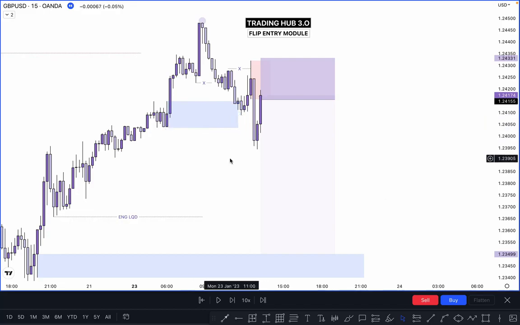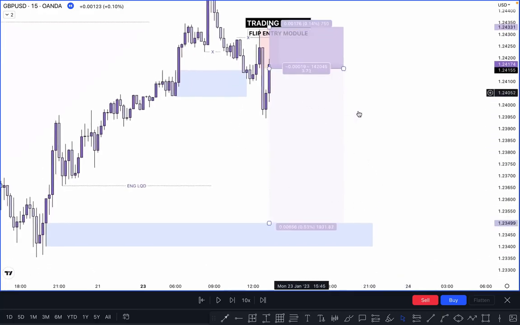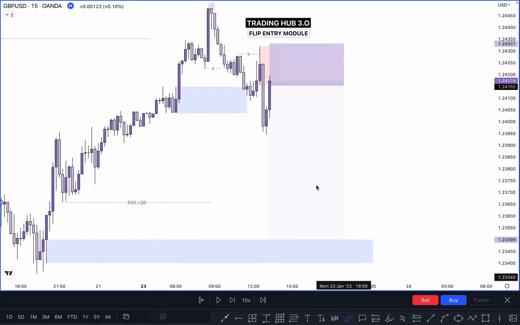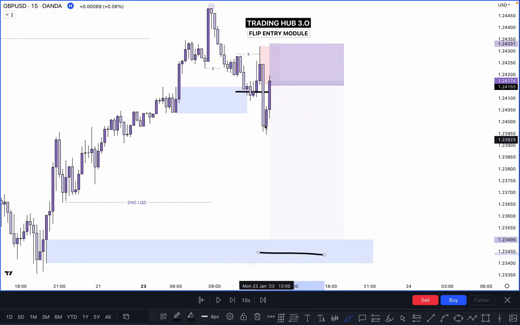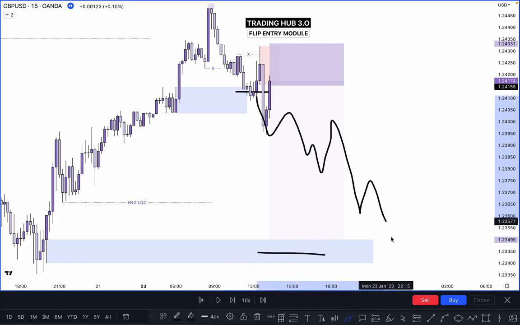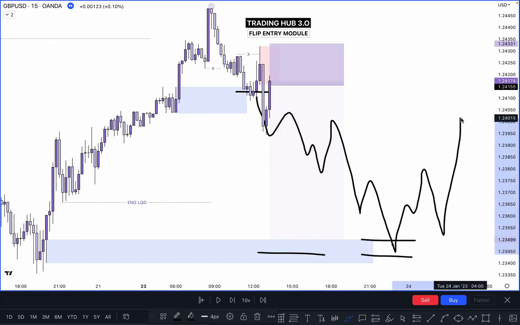When the market fails the first PY, then you have to wait for it to take out the extreme PY, and you can sell between the first PY and the next PY. You can sell here for the short term till this one. If the market gives any reversal confirmation here, then definitely you can buy here, choch and buy here.